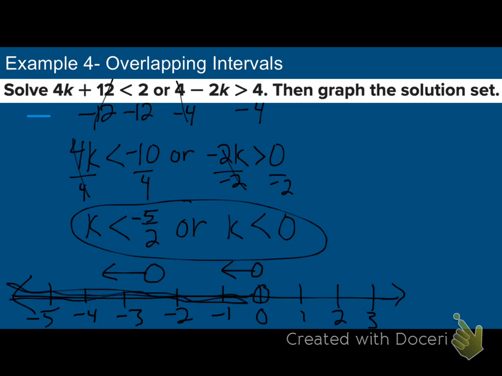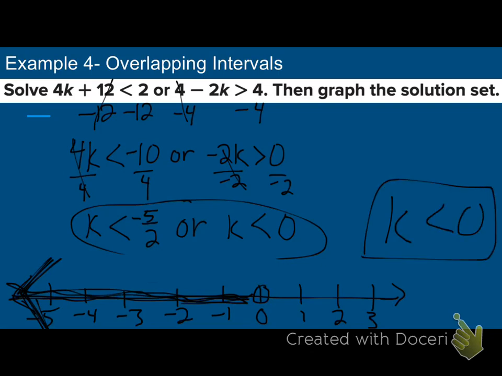Just shade it all the way to the left. That'll fit all my conditions. Okay? So, these would not be your graph, but this would be your final graph. Do we understand that? So essentially, my solution really only needs to be K is less than 0, because K is less than negative 5 halves is already encompassed within that. So it's kind of redundant to write that part as well. Does that make sense?